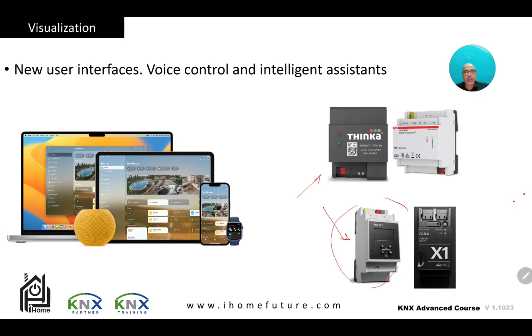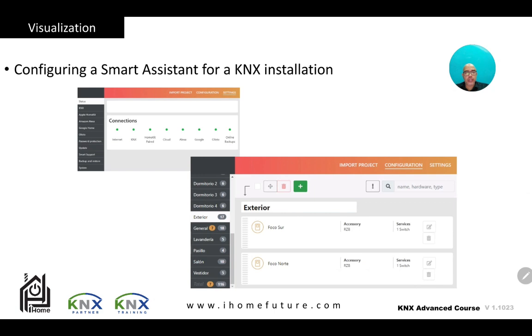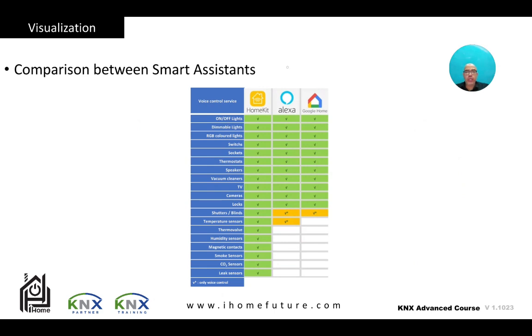Here it has a comparison. Here is how to configure it, okay? The difference from one server to another, one bridge to another. And here a comparison between HomeKit, Alexa, and Google Home. This is not really accurate because those systems are being developed very fast. And even though most of those chapters are new, still this is not very accurate.